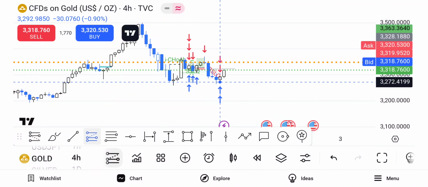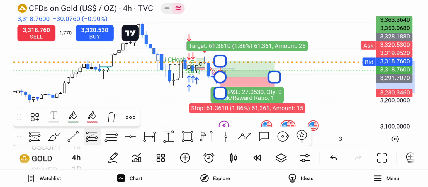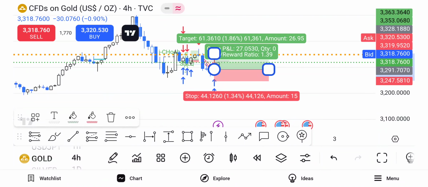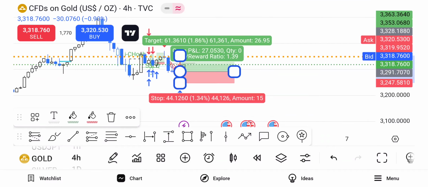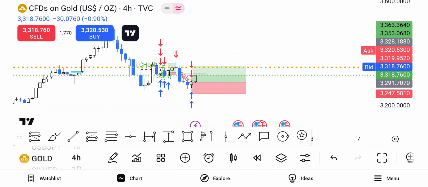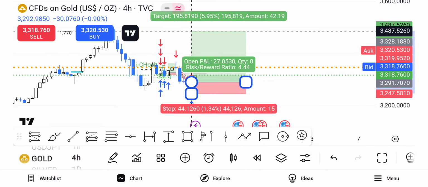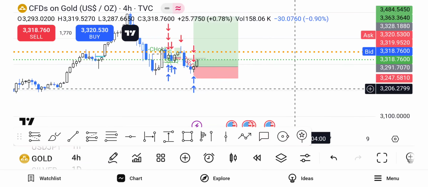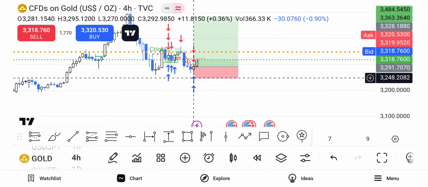Wait, let me show you. If I were to buy after this candle close, where would my stop loss be? My stop loss would be around this level, below this low, and my take profit would be around this area. This might be my take profit area. But as you can see, I have put my stop loss on this level, right?